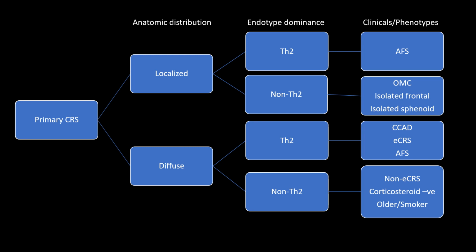So the diffuse group now is really this group here. So if you have diffuse Th2, you're going to have a group of patients here who have classic inhalant allergy or the central compartment disease, in addition to the true adult onset nasal polyposis. And I think that's very, very important.